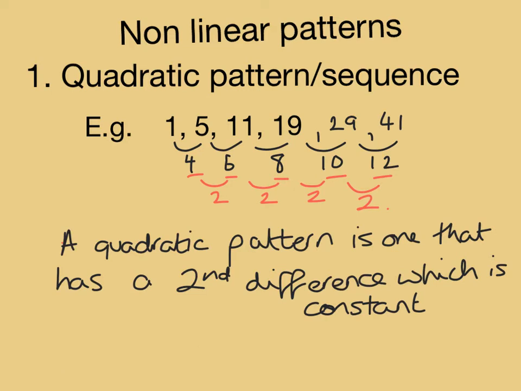So when we look here, just to show you, this is what we're talking about. These ones here are what we call my first difference. If they were constant, we would know that they are linear. And then these ones here are my second difference. When they are constant, we know that that's a quadratic.